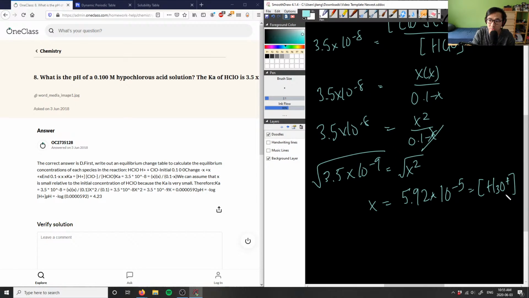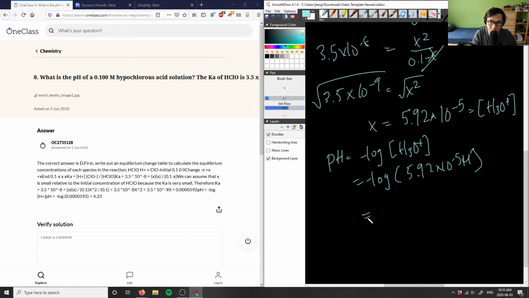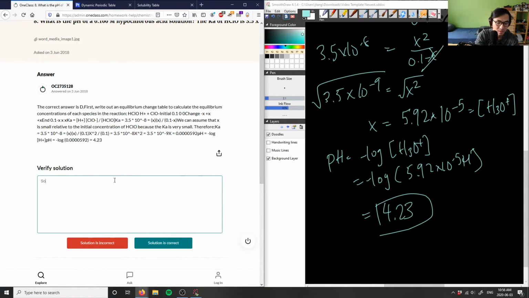And finally, what we can do is solve for the pH, right? So pH is simply the negative log of our hydronium ion concentration, which we know is 5.92 times 10 to the negative 5 molar here. So pH is simply the negative log of the concentration of our hydronium ion, which is going to equal 4.23. So this solution here is correct because they had 4.23 as the solution. As you can see, 0.0000592 is 5.92 times 10 to the negative 5. So this solution is correct.